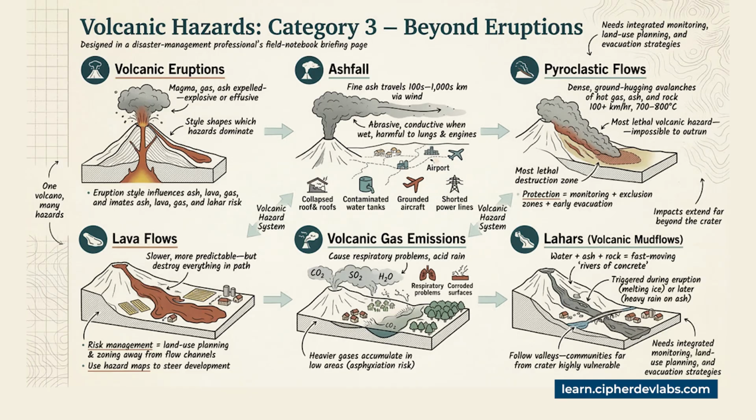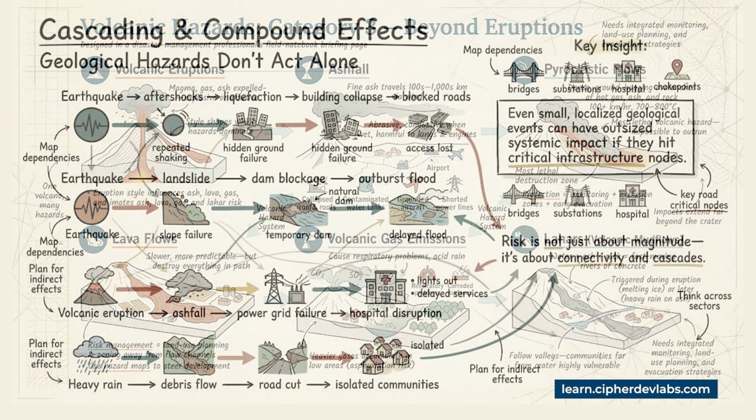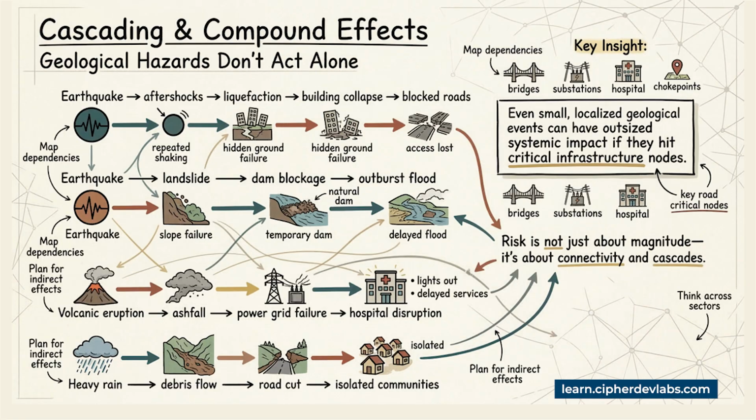Finally, we have lahars, volcanic mud flows that combine water with ash, rock, and debris. They can be triggered during an eruption by melting snow and ice, or long after when heavy rain remobilizes ash deposits on the slopes. Lahars behave like fast, dense rivers of concrete. They follow valleys and river channels, destroying bridges, houses, and farmland downstream. A critical insight for disaster managers is that communities far from the crater but along river valleys can be extremely vulnerable to lahars even when they feel far from the volcano.